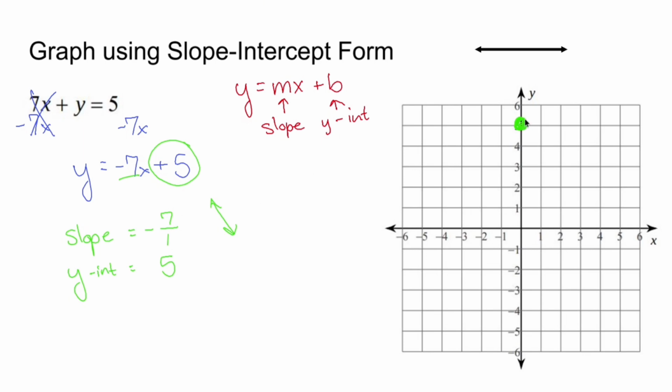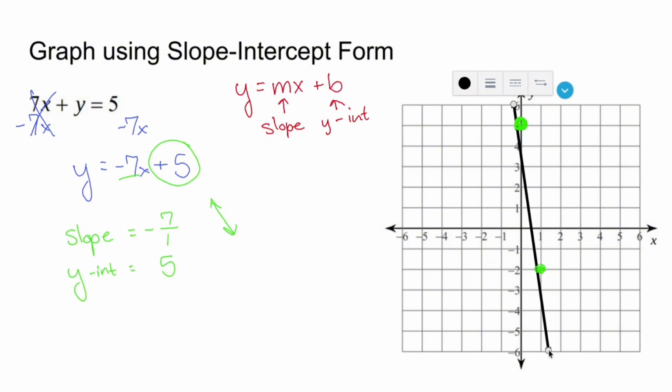Well, here's the problem. If I try going up 7, I'm going to run out of room really quickly. So instead of going up 7, left 1, I can go down 7, right 1. So here's my dot. Let's go down 1, 2, 3, 4, 5, 6, 7, and right 1. If we try it again, 1, 2, 3, 4, 5, 6, I run out of room. But that's okay. All you have to do to graph a line is all you need is 2 points.